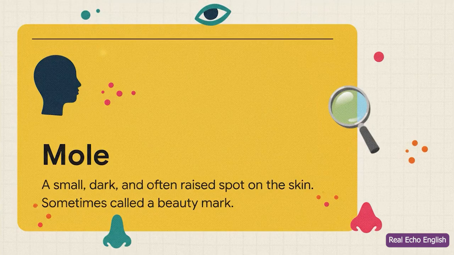Now for some skin details, starting with a mole. This is just a small, dark spot on the skin. A key difference here is that it's often raised, like you could actually feel a little bump. And usually it's just a single spot. Sometimes, depending on where it is, people even call it a beauty mark.